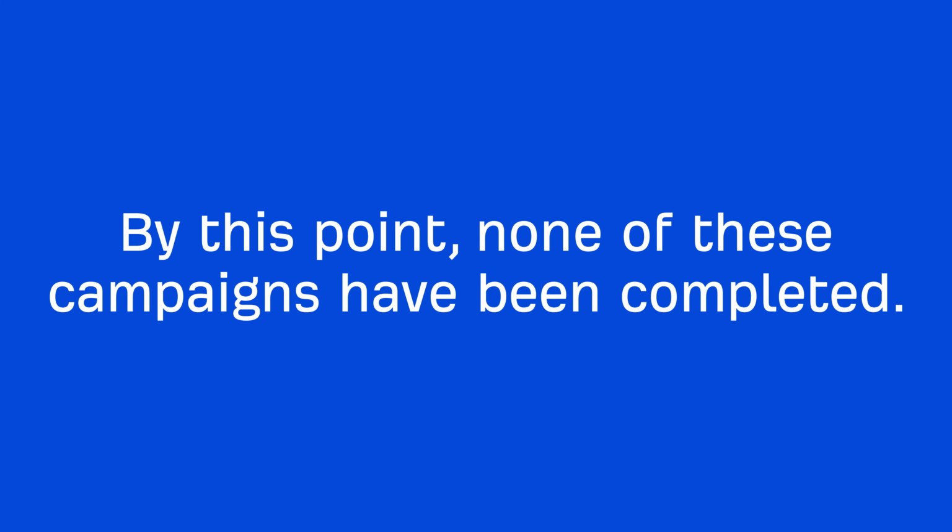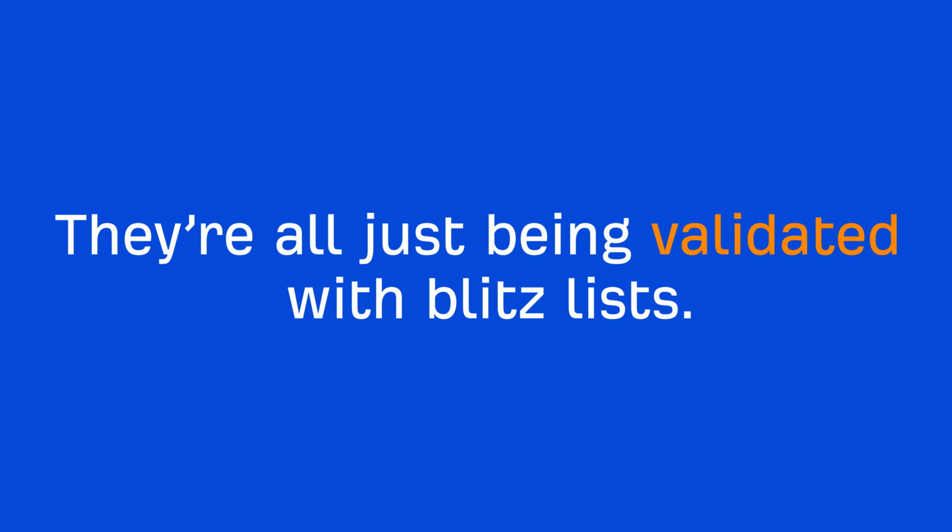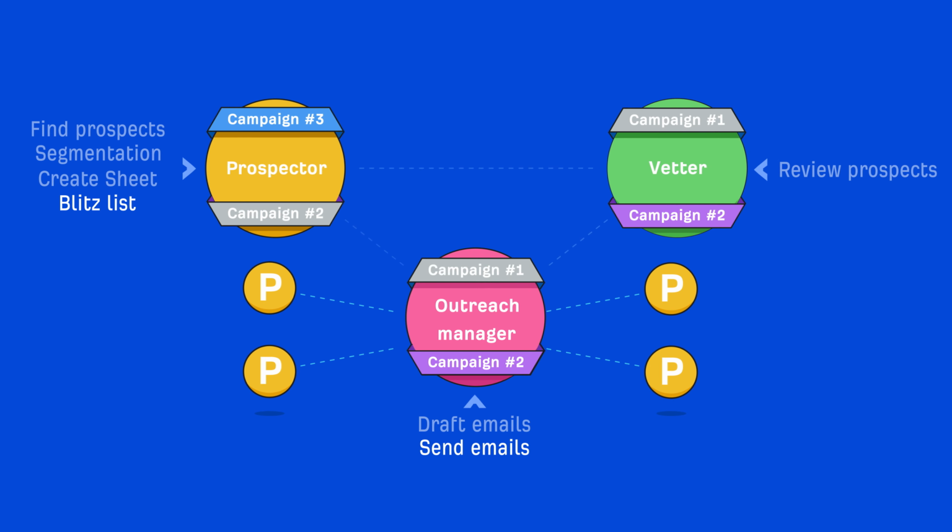Now, by this point, none of these campaigns have been completed. They're all just being validated with blitz lists. But once a campaign has been validated from a blitz list, the vetter will start manually reviewing the remainder of the URLs in that campaign. And each day, before they log off, they'll ping the outreach manager to let them know that a batch of prospects are ready for them. Now, if you're used to the linear model, then this might have been slightly difficult to envision. So let me give you an over-the-shoulder view of what this looks like in action.